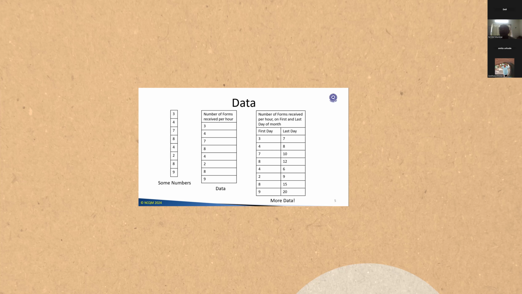How will you interpret this information? If you are the in-charge for a branch, and these are the number of application forms, account opening forms, for example trading account opening forms, that are coming, as a branch manager, how does it help you?